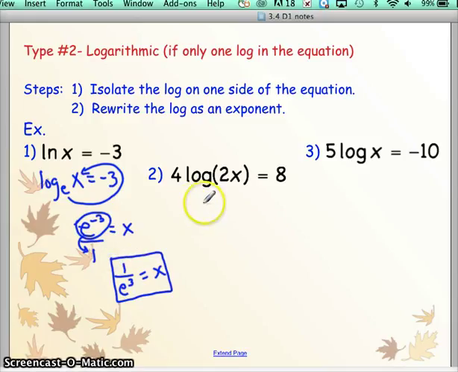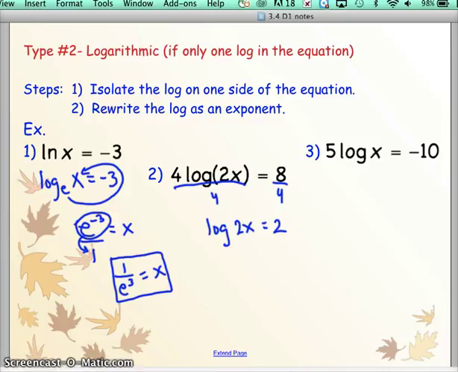For number 2, you have to isolate the log first. So this log 2x needs to get isolated. I cannot divide by 2 because the 2 is in parentheses, it's part of the log. But I can divide by 4 right off the bat. I can get rid of the 4 by dividing by it. So now I'll have log of 2x equals 2.